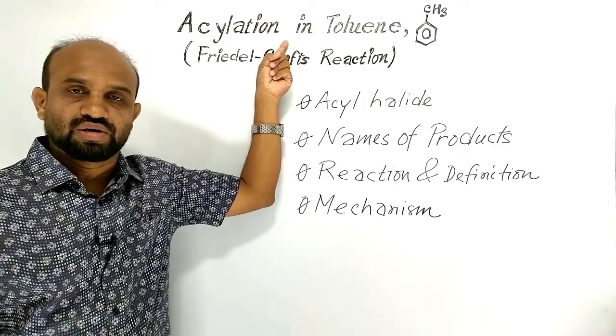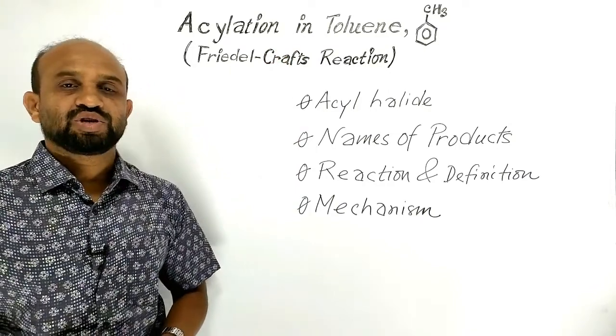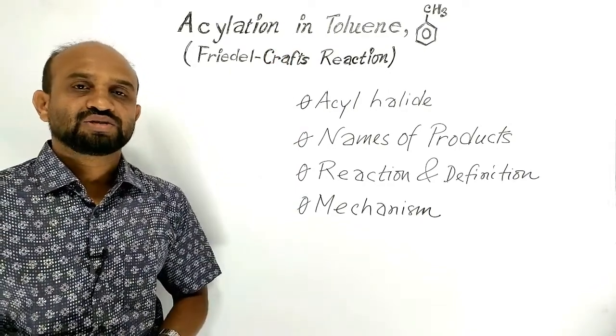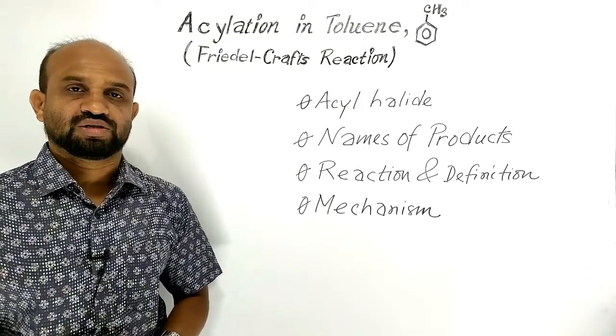Acylation in toluene. A reaction between toluene and acyl halide in presence of anhydrous aluminum chloride.